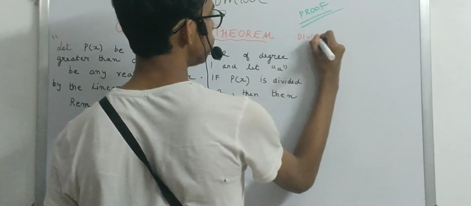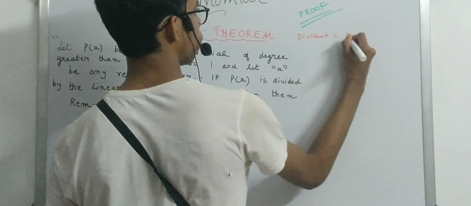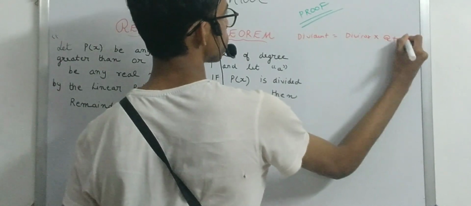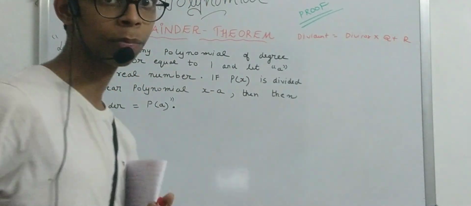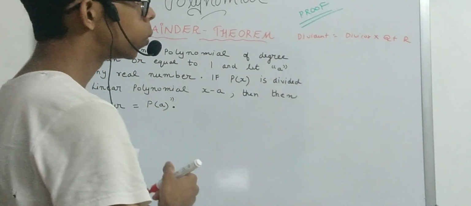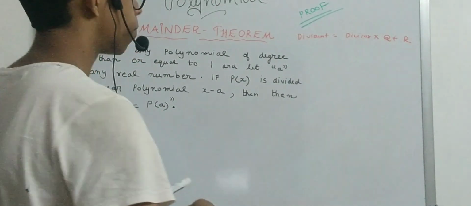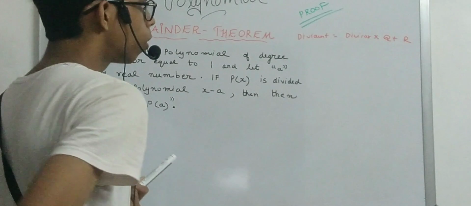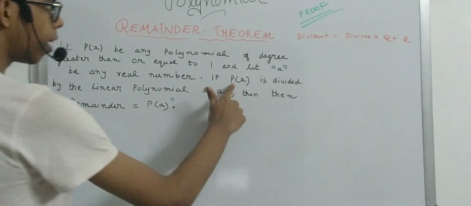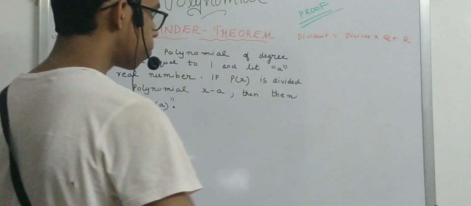In the previous class we had written: dividend is equal to divisor into quotient plus remainder. Isn't it? If you remember, we had written dividend is equal to divisor into quotient plus remainder. So here the first step that we should do: the dividend in our remainder theorem, we have to take it as p of x.